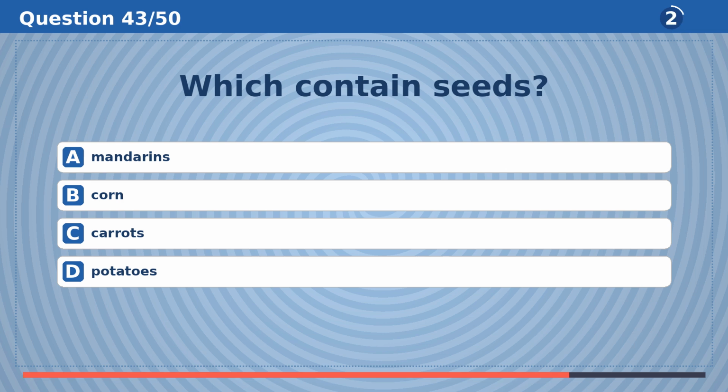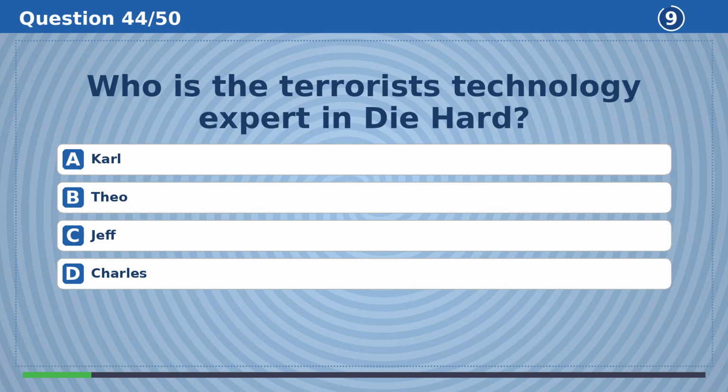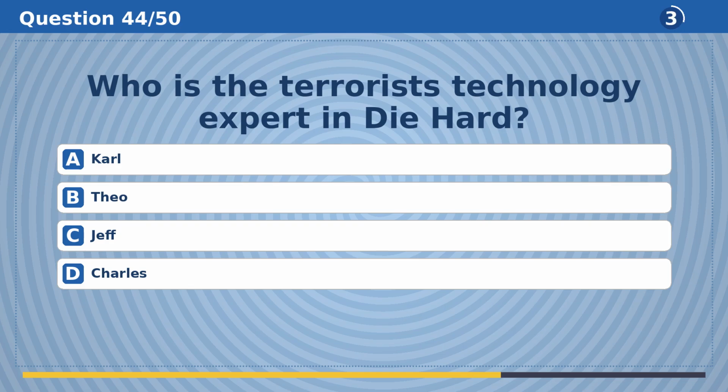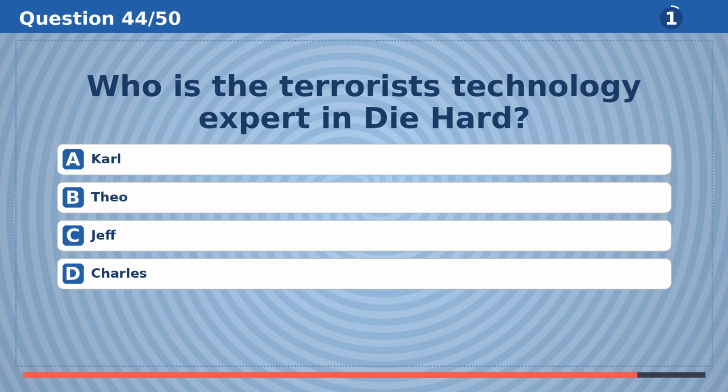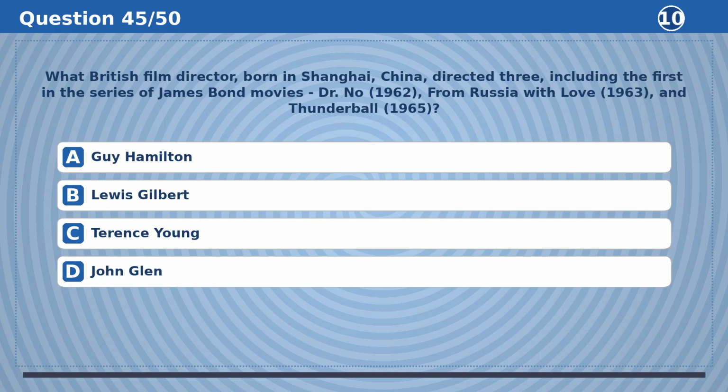Which contain seeds? The answer is A, Mandarins. Who is the terrorist technology expert in Die Hard? The answer is B, Theo.